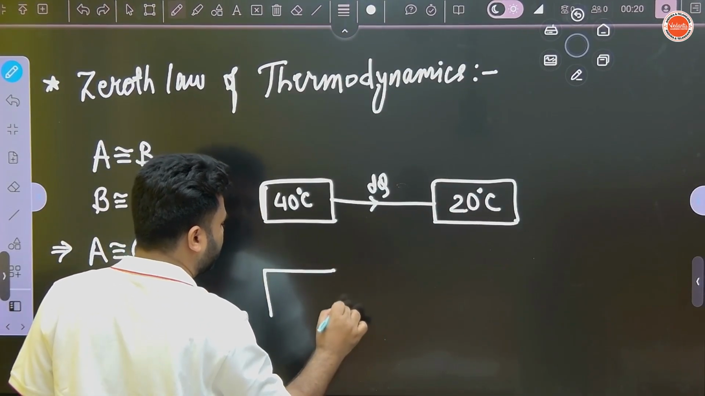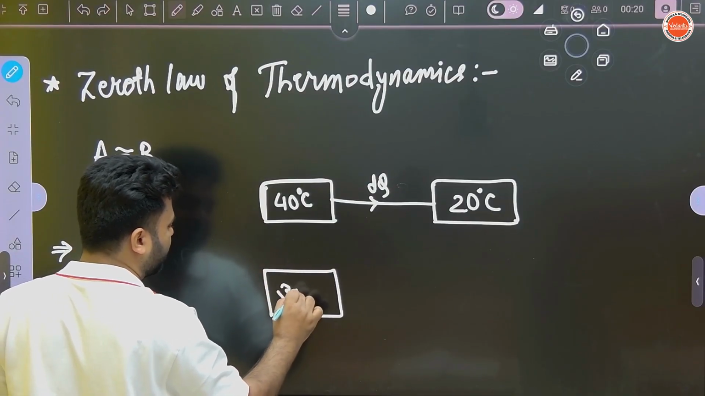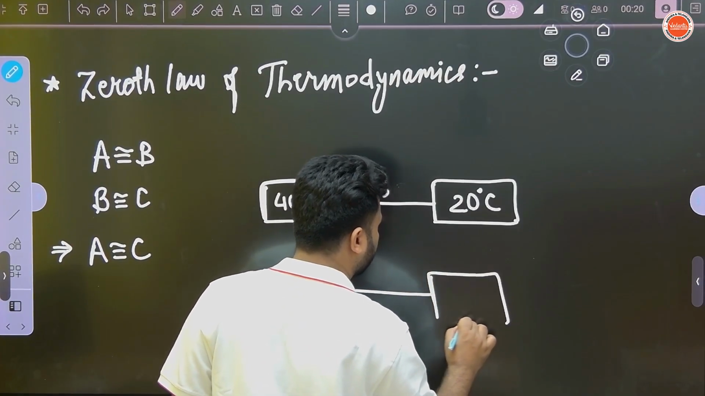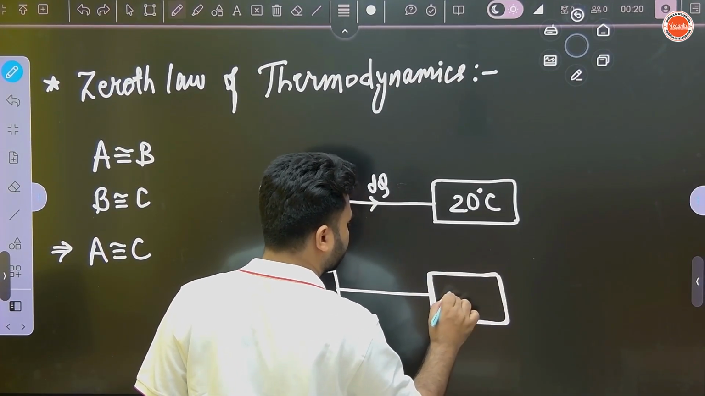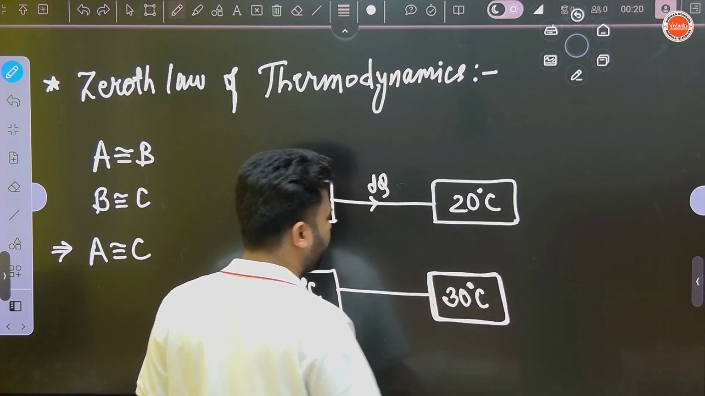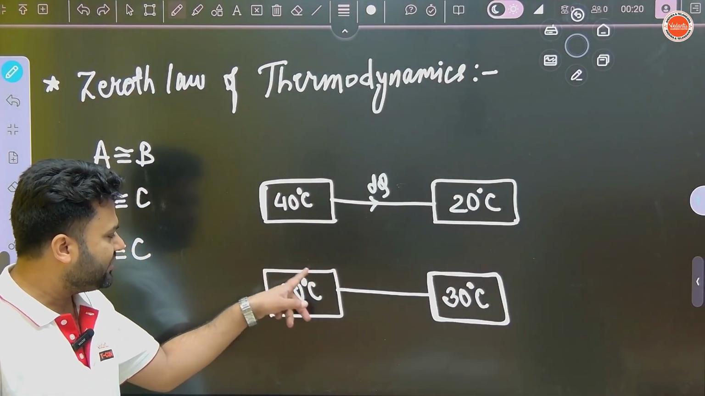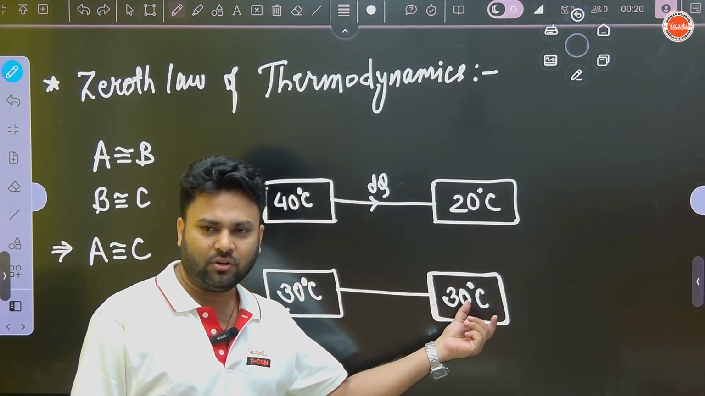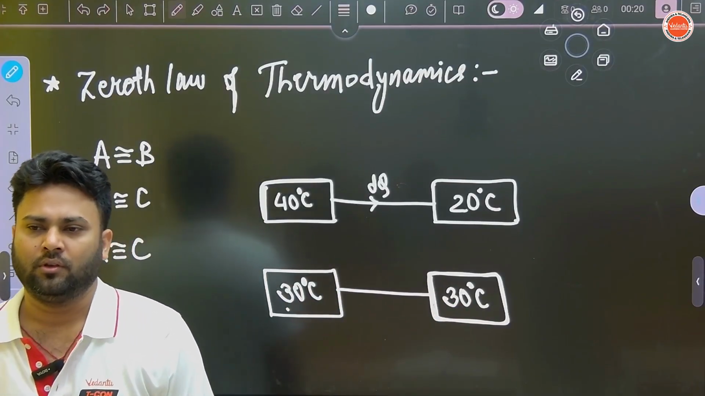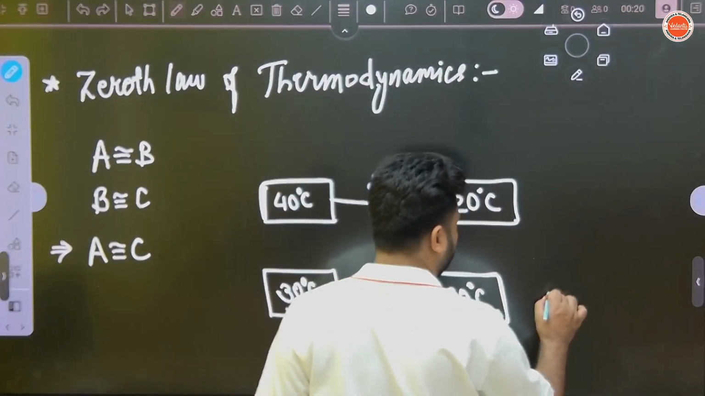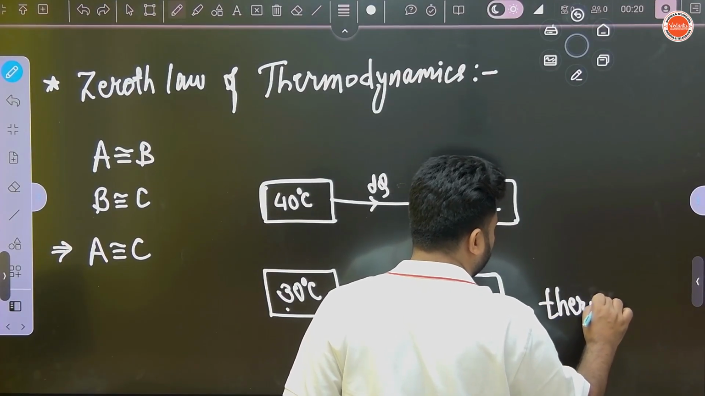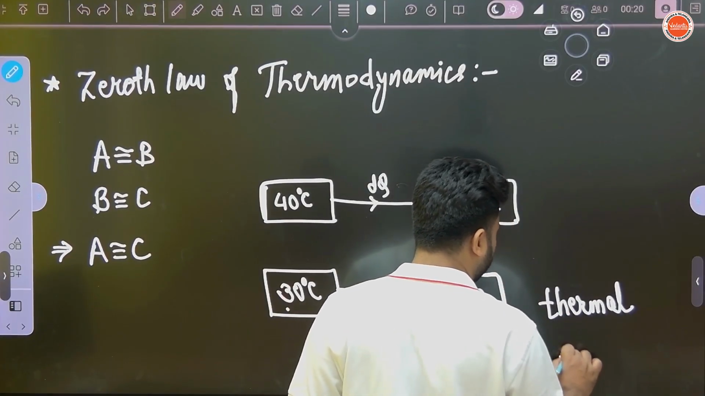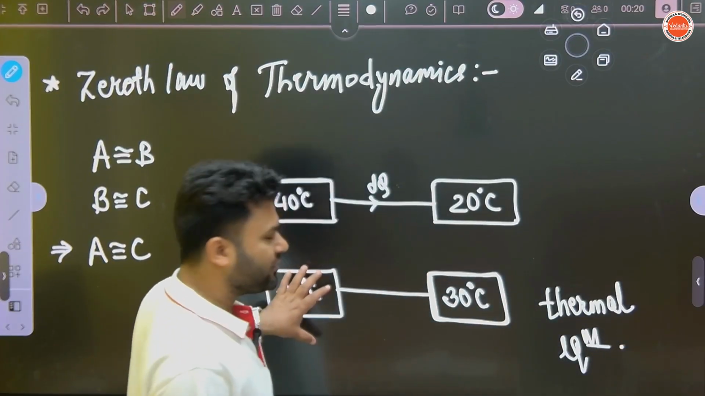So what will happen after some time? Suppose this temperature decreases to 30 degrees Celsius, and this temperature also becomes 30 degrees Celsius. Now, will there be any change in temperature? No, there will be no change, because both are at 30. So heat will not flow. This is the stage of thermal equilibrium. When the properties of the body, or the temperature of the body, do not change, this is called thermal equilibrium.